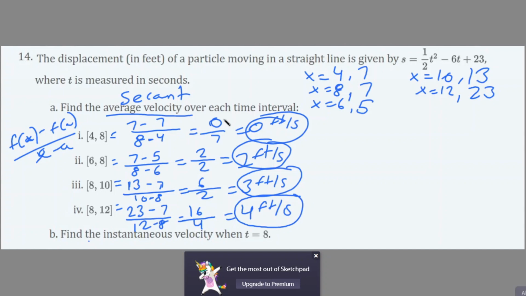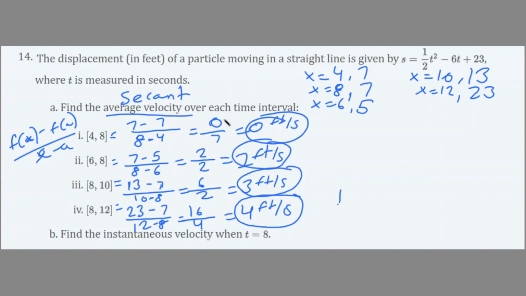And now if we look at B, find the instantaneous velocity when t equals 8. So the instantaneous velocity is basically the derivative of the position function right here. So we could just find the derivative of that. So let's write it out real quick. 1/2 t squared minus 6t plus 23.